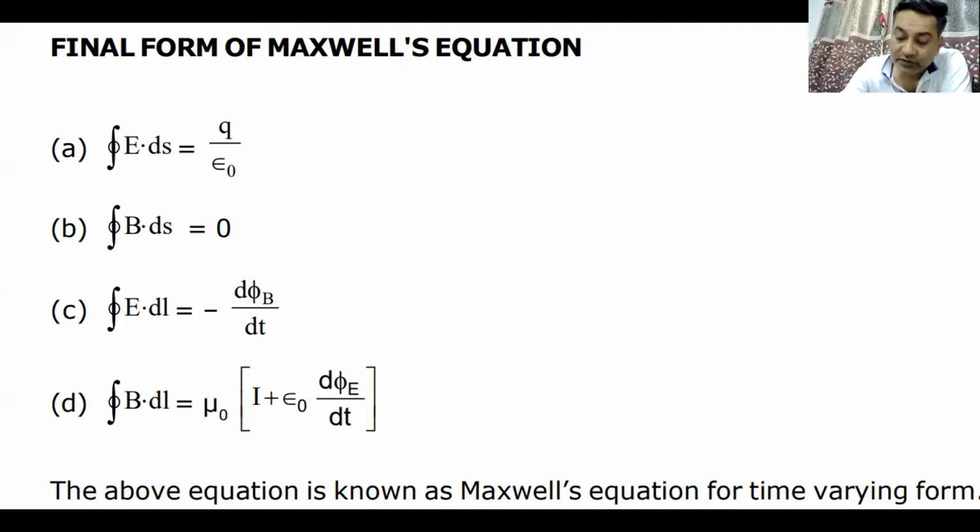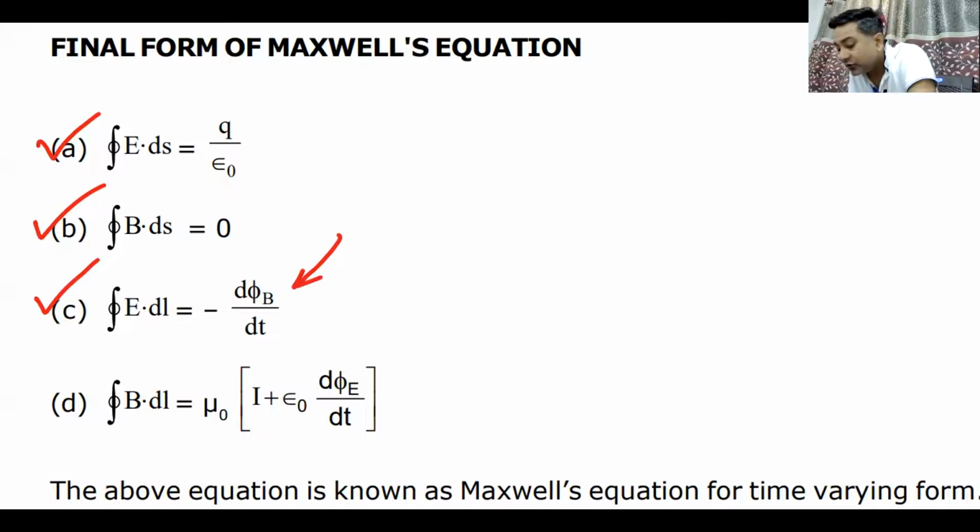So now the first equation does not change. It remains the same. Integral of E dot dS is q by epsilon naught. The second equation remains the same. Integral of B dot dS, the magnetic flux, is 0. The third equation has changed. In the previous one that we had seen, the integral of E dot dl was 0. Now it becomes minus d phi by dt. That was given by Faraday. A changing magnetic field with time gives rise to an electric field.